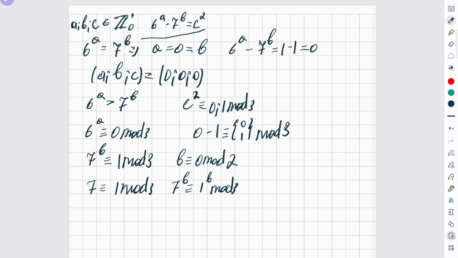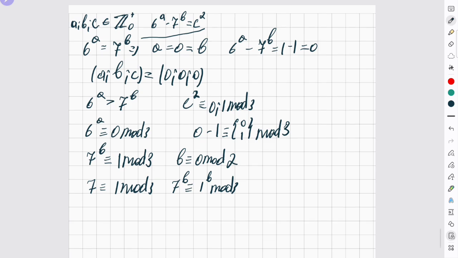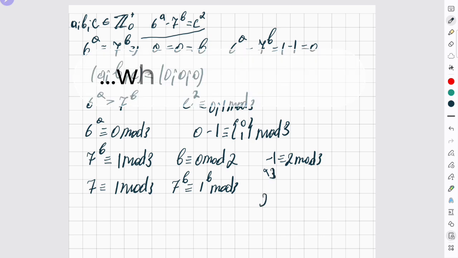But there is a problem here. 0 minus 1, which is minus 1, is 2 mod 3. It means that we can just add 3 to minus 1 and we will get 2. Actually, it doesn't matter what we get. It can also be, for instance, minus 4 or minus 7. We can just add or subtract some multiple of 3 and then get some number that is between 0 and 3, less than 3 actually.